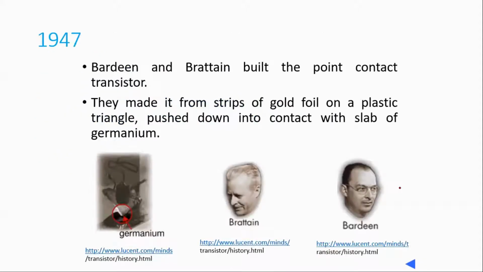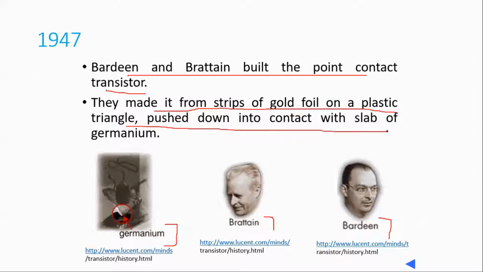It was invented in 1947. The first transistor used germanium, by Bardeen and Brattain. It was a point contact transistor. They made it from simple gold foil on a plastic triangle, pushed down into contact with a slab of germanium. So this is one of the earliest transistors, invented in 1947.